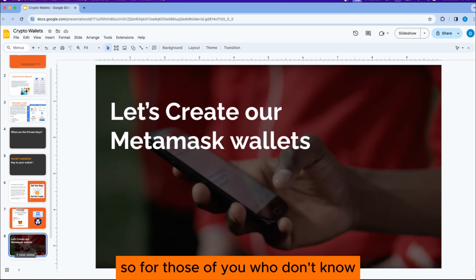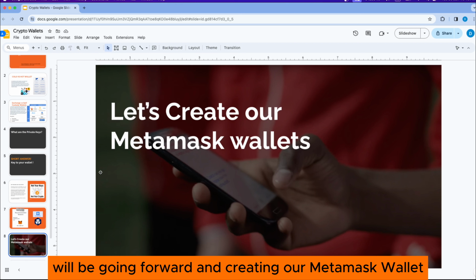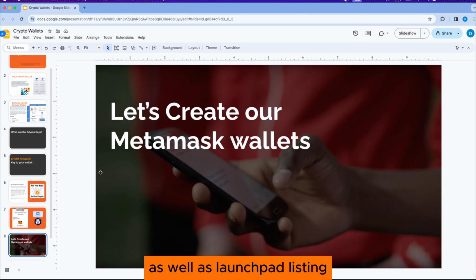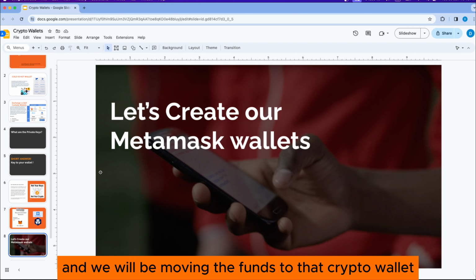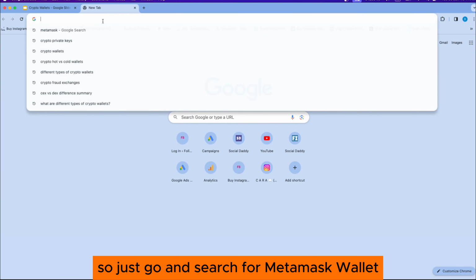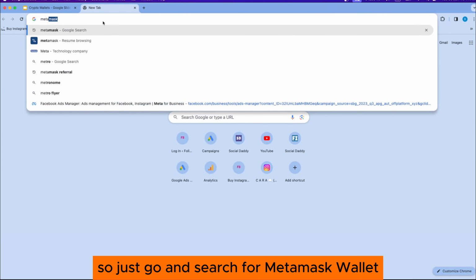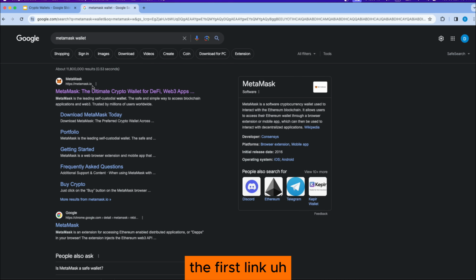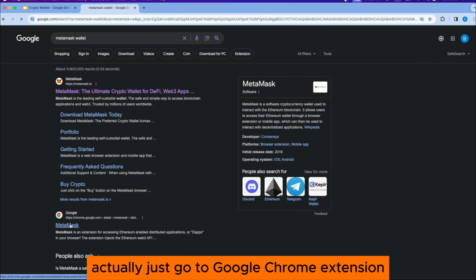So for those of you who don't know how to create a MetaMask wallet, we'll be going forward and creating our MetaMask wallet that we will be using to create our crypto tokens as well as launchpad listing, and we will be moving the funds to that crypto wallet. So just go and search for MetaMask wallet. The first link, actually just go to Google Chrome extension, simply add this to the Chrome.